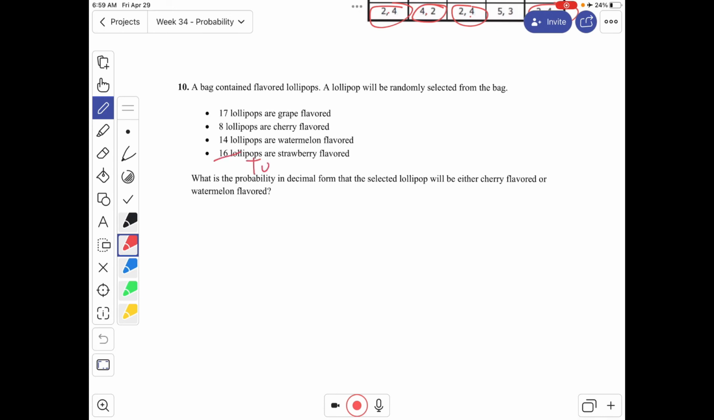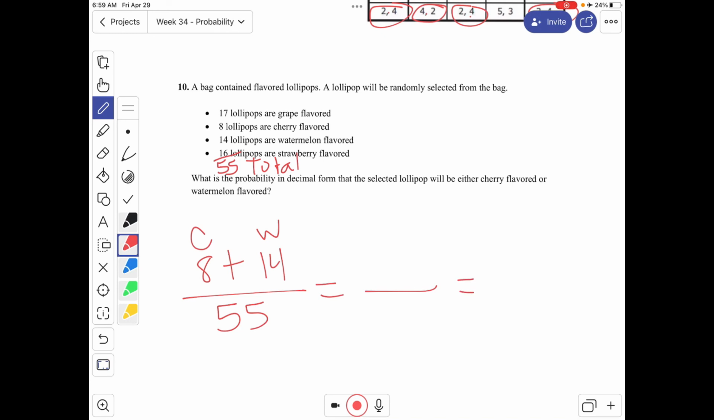So first we need a total. And if we add all those up, it comes to 55. And then we want to add cherry plus the watermelon. Make your fraction, and then change your fraction to a decimal. And in case you forgot how to do that, it's man horse. Put the man inside the house and divide.